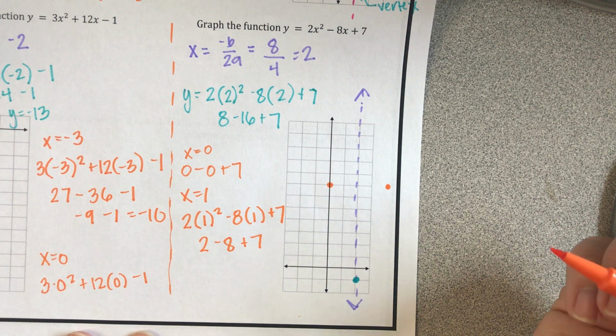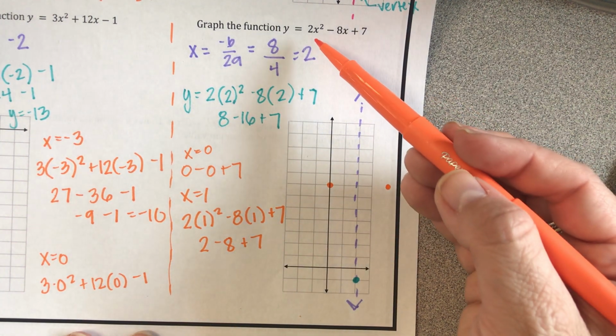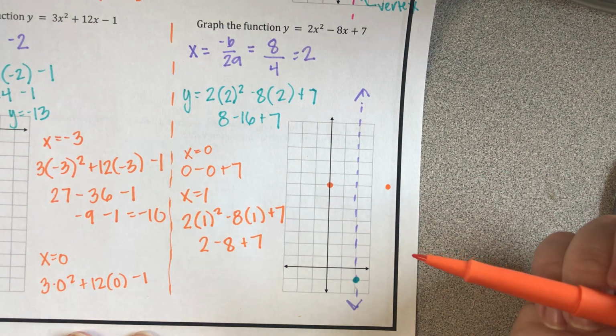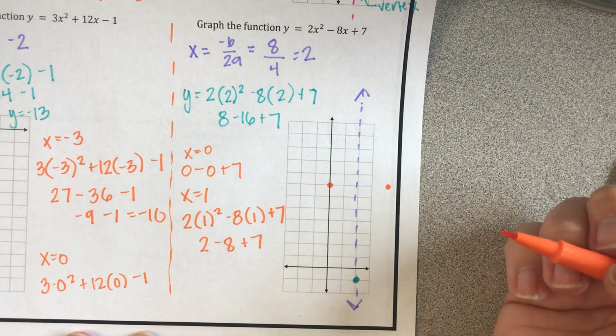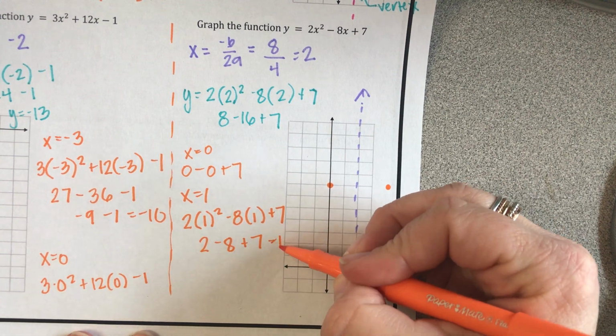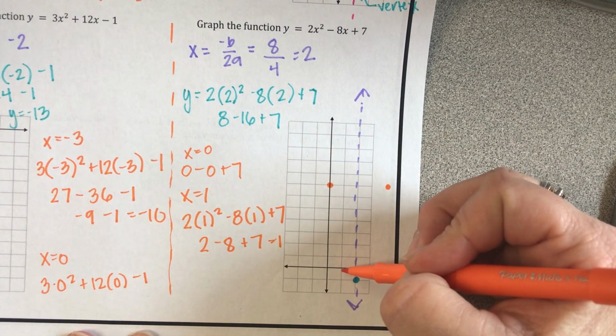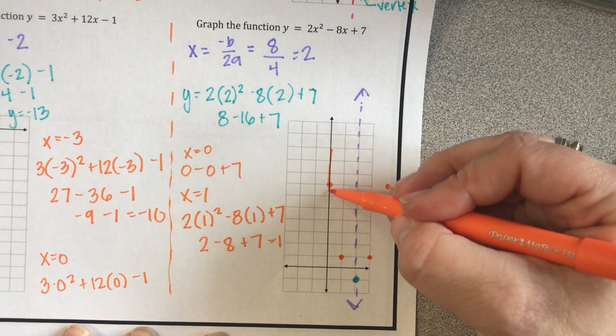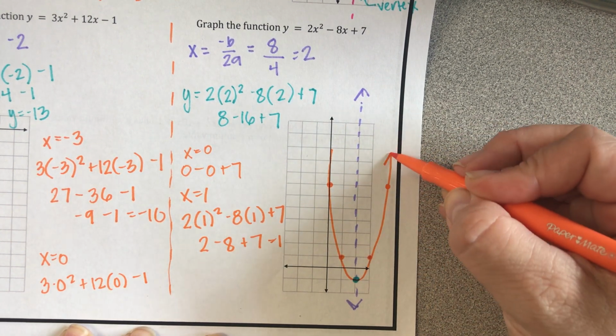I messed up somewhere. Where did Miss McAnally mess up? Oh, no, I didn't. Miss McAnally was correct, right? I was thinking that I was going up, but I plugged in 1 and I got out 1. So it would go there. And that would be my parabola.